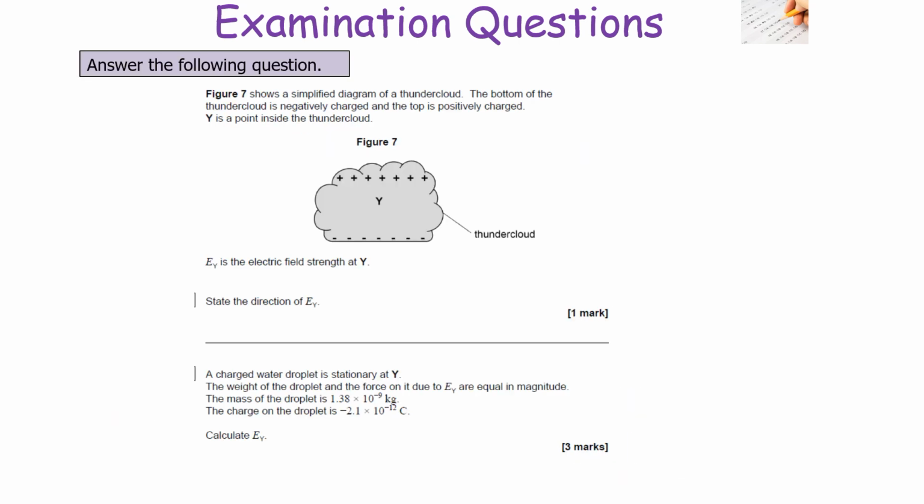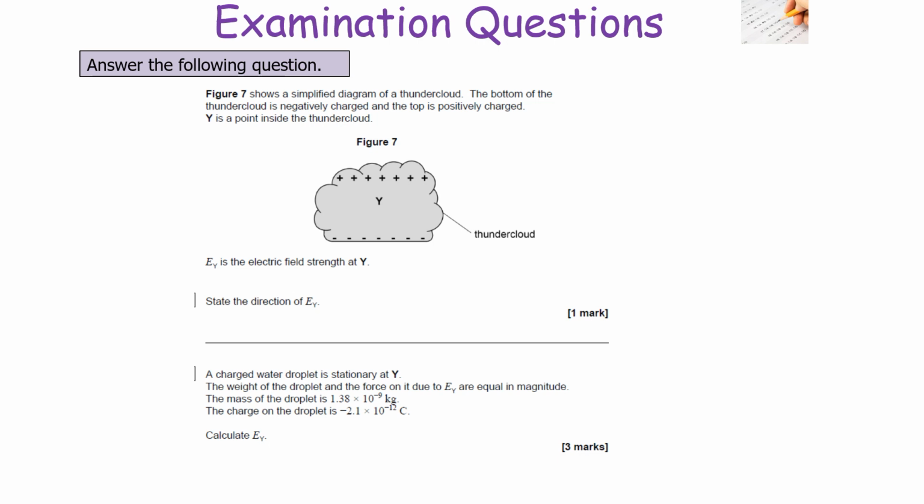The next question says, figure 7 shows a simplified diagram of a thundercloud. The bottom of the thundercloud is negatively charged and the top is positively charged. Y is a point inside the thundercloud. EY is the electrical field strength at Y, so state the direction of EY. And then a charged water droplet is stationary at Y.